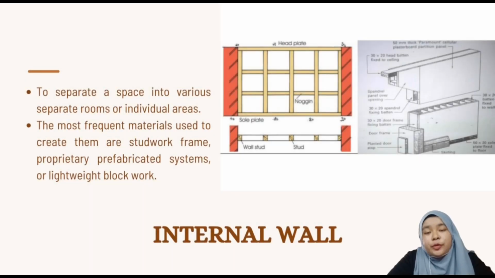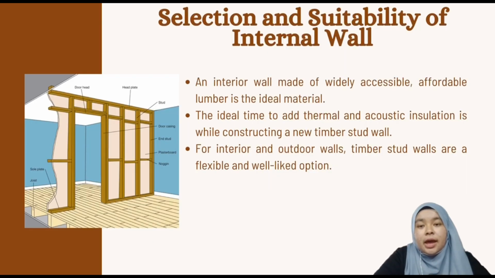Okay, let's move to the explanation of the internal wall. Internal walls, known as partitions, are used to separate a space into various separate rooms or individual areas. The most frequent materials used to create them are stud-wood frames, proprietary prefabricated systems, or lightweight blockwork. There are two types of internal wall, which are timber stud work partition and preform partition.